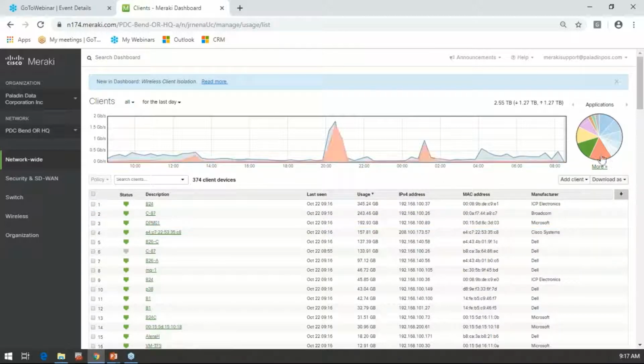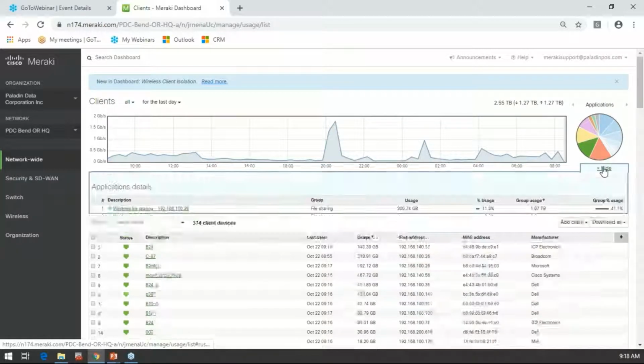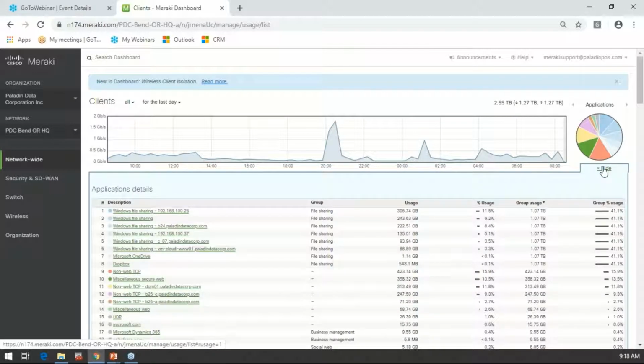Up in the upper right in this pie chart, you can see the type of traffic and what it is. You don't need to know all this information, but it's very helpful to us in identifying what's going on in your network, identifying problems that might occur, and helping to troubleshoot. You can click on more and see all kinds of detailed information about the type of traffic that's running on your network, which is also very helpful in troubleshooting problems.